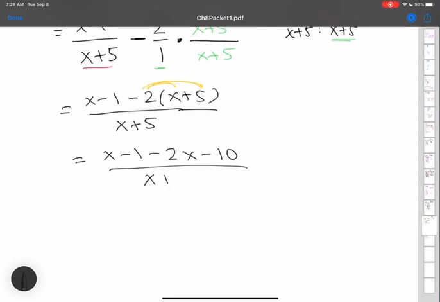Bring down the denominator. Combine like terms, we have an x minus 2x. I get a minus 1x, or just minus x. A negative 1 minus 10 would be a minus 11. All over, common denominator ends up being that x plus 5. Nothing I can factor out or simplify. So we are totally done. Awesome. Good job today. I hope you have an awesome day.